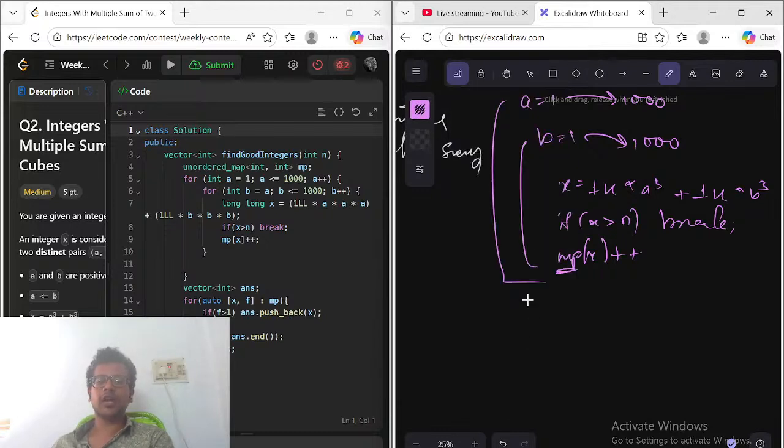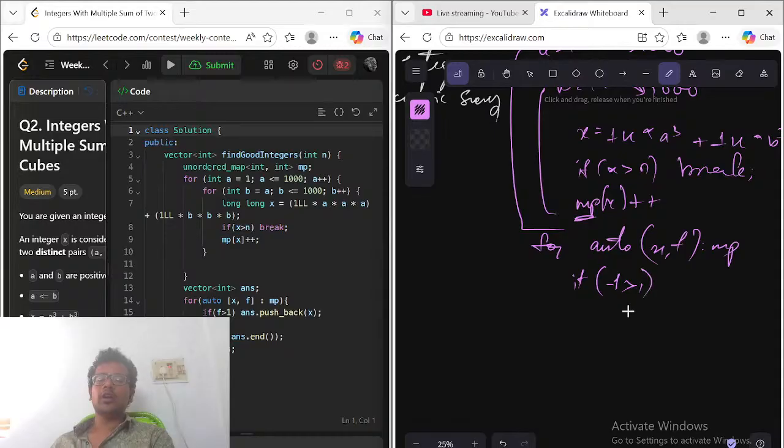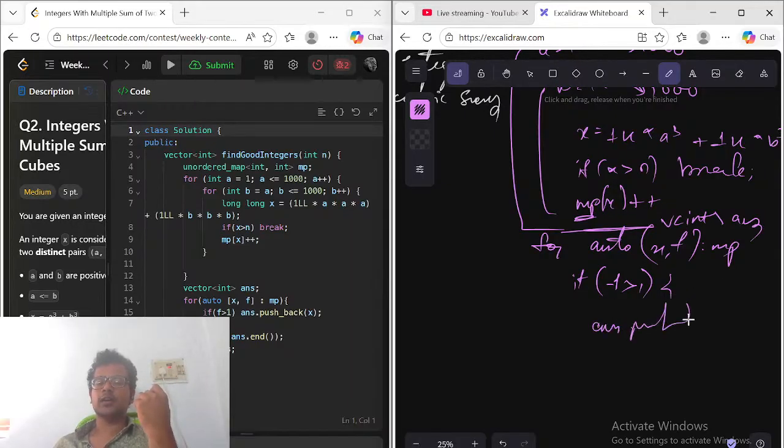Then after that I'll go through for auto x comma f in the unordered map, if f is greater than 1, that's at least 2, then we'll consider it into the answer. So vector of int answer, if f is greater than 1, we'll just do answer dot push back the x, and at the last sort answer and then return the answer at the end.